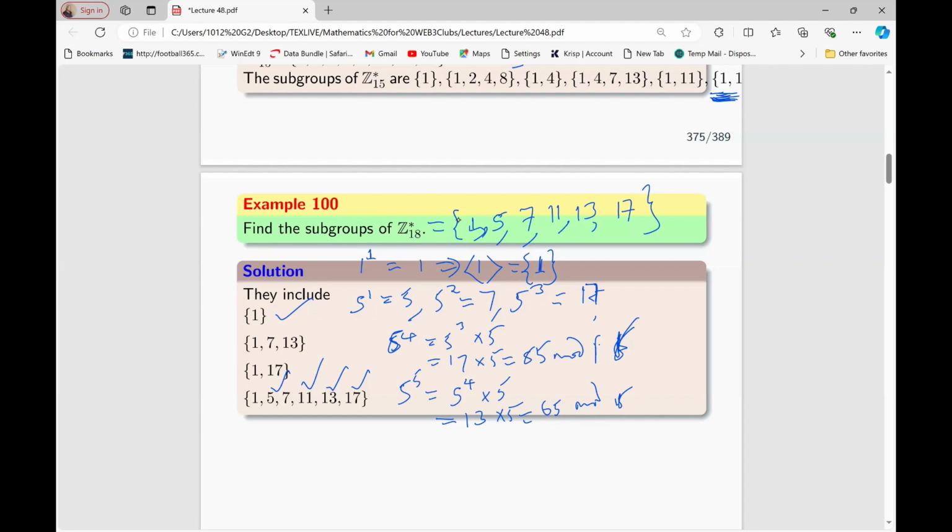Finally, not finally, I think we still have some to go. 5 six times is 5 five times times 5, which is 11 times 5, which is 55. We are doing it mod 18.